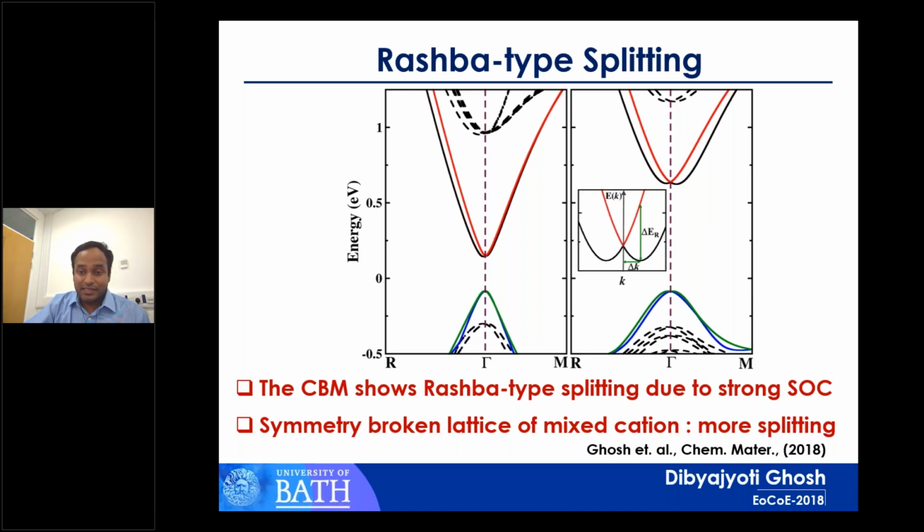Now the factor is here, as you can see, the energy scale of this particular splitting is not very high, so we really don't know how much it will affect the charge carrier recombination. But this is a way, experimentally as well, that we can think of getting an indirect band gap in these types of perovskite materials, which eventually can give you some increase in the recombination time.